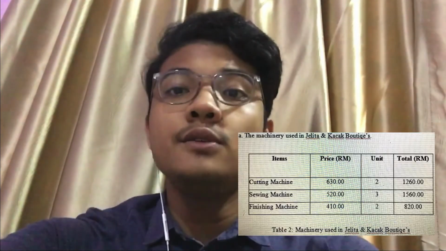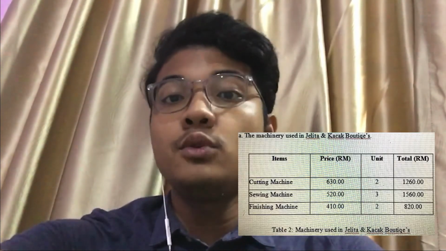The machinery used in Jelita and Kacak boutiques is 2 units of cutting machine, 3 units of sewing machine, and 2 units of finishing machine. The next one is the depreciation schedule for 6 years using the declining balance method. BV is the book value, C is cost of asset, R is annual rate of depreciation, and N is the number of years. So this is the table of the depreciation schedule.